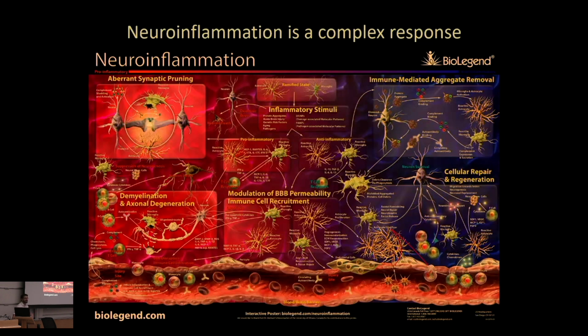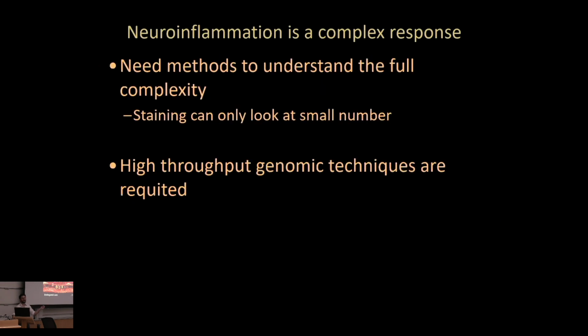A lot of the stains that we do can look at 1 or 2 targets. We can't look at 1,000 things at once doing regular staining. So we have to change our techniques. How do we characterize inflammation? How do we best look at what kind of inflammation is occurring? We need better methods, and those methods are going to be genomic techniques.